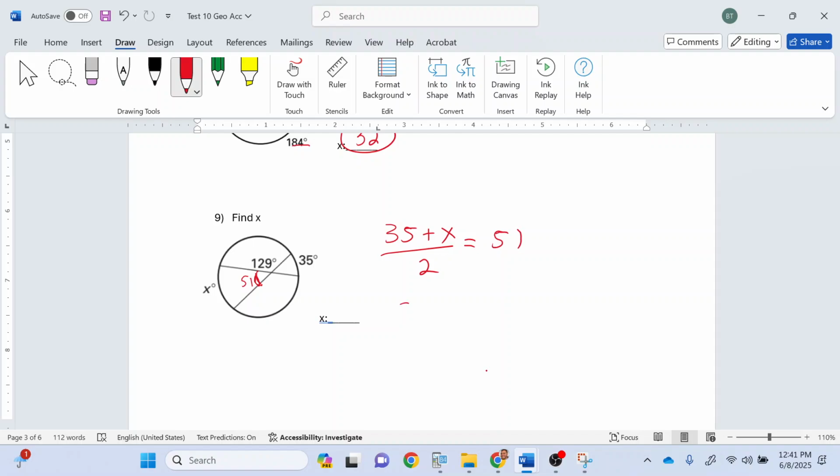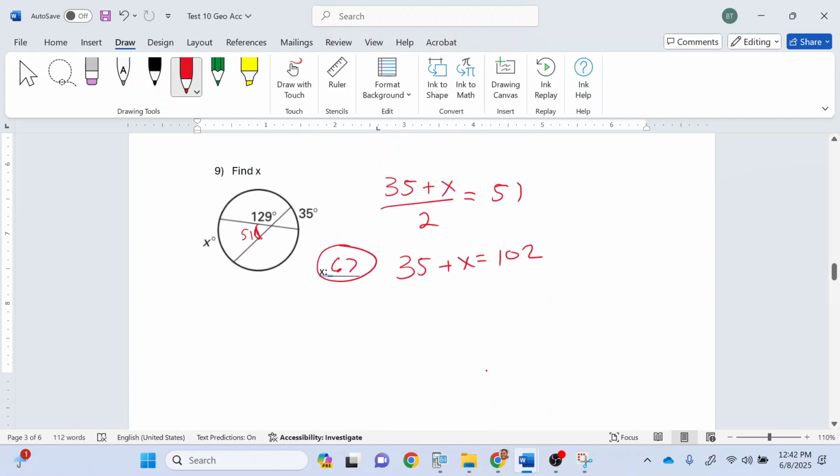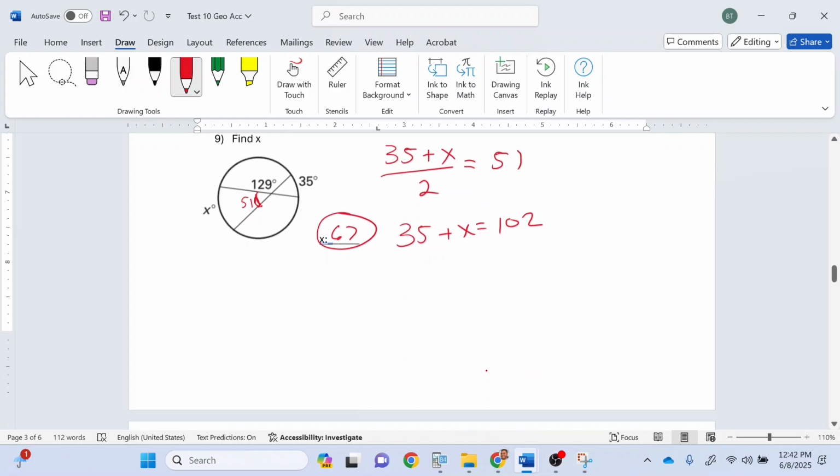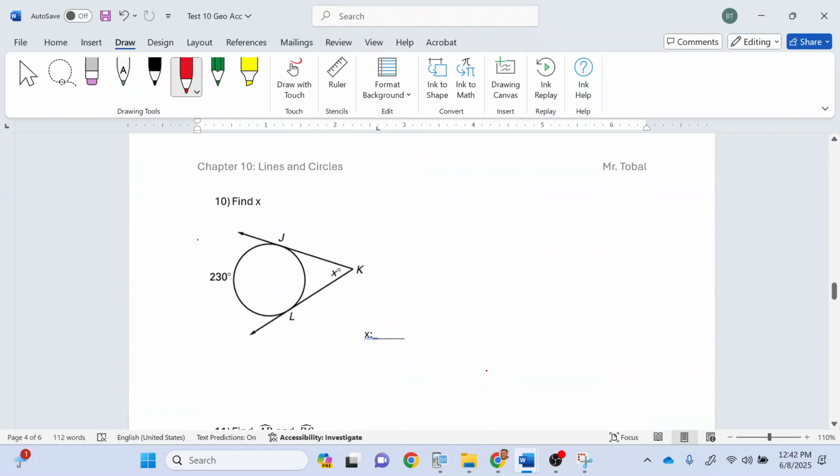I would times 2 on both sides to make my life easier. So 35 plus x equals 102. Minus 35 on both sides, that would be 67. And that makes sense. The average of 67 and 35 is 102.